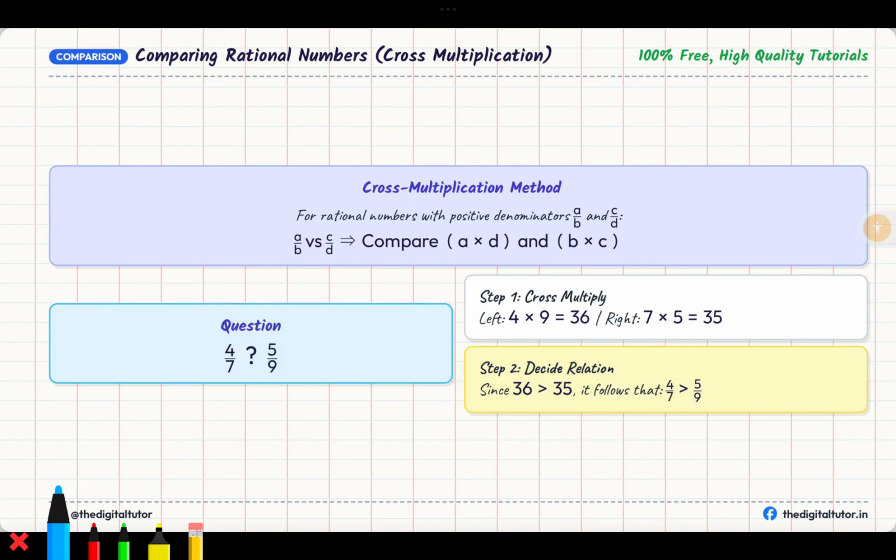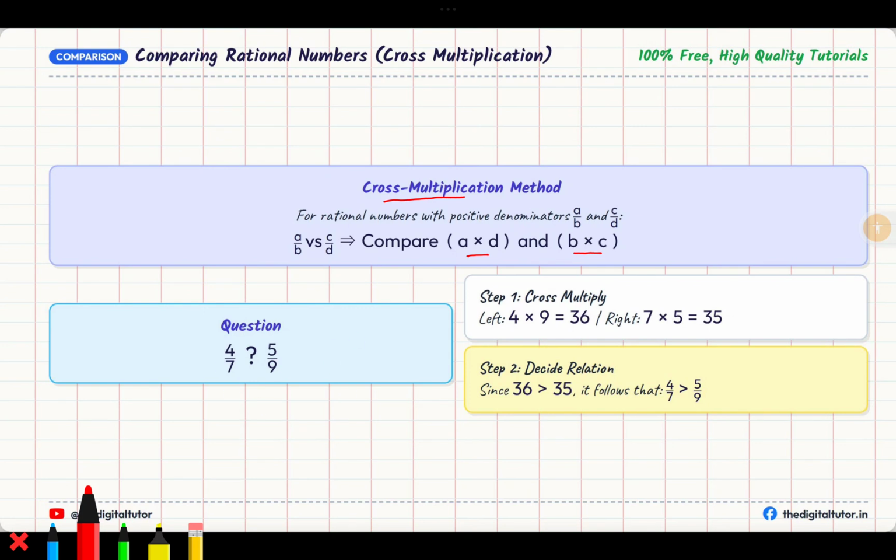Now we will look at how to compare two rational numbers to find out which one is greater and which one is lesser, or if they are equal. So here I have a by b versus c by d. How do I compare? I'll cross multiply. This method is called the cross multiplication method. So a gets multiplied by d and b gets multiplied by c.